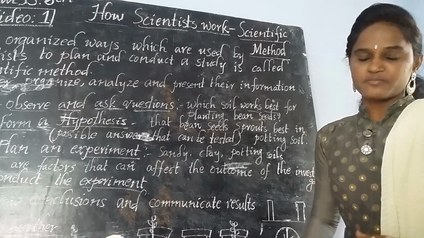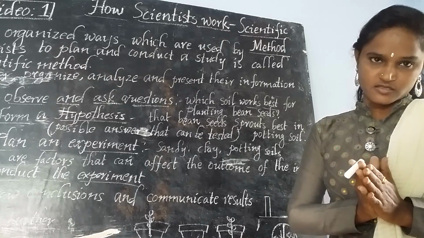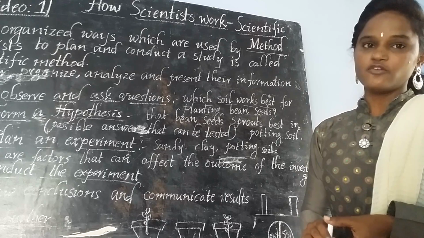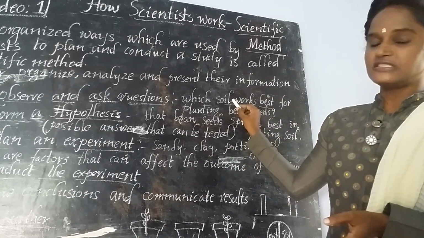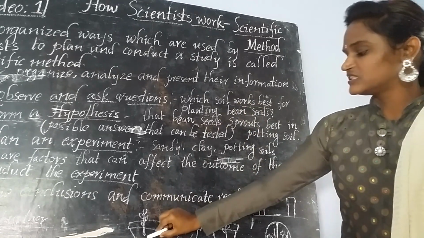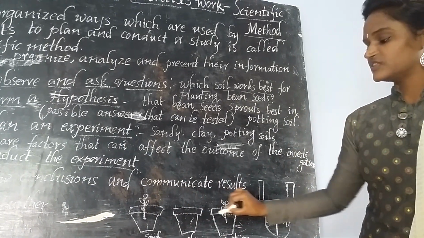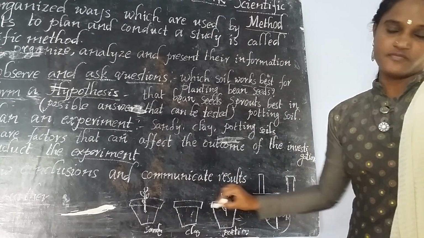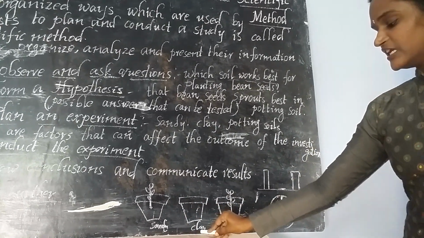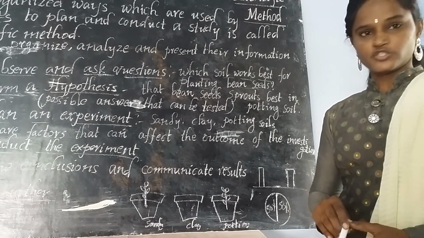For planning an experiment, first of all we need to gather the equipment required for the experiment. What equipment is needed for Aravind's experiment? He wants to test in which kind of soil the bean seeds grow well. That's why he took 3 flower pots and filled them with different kinds of soils. In the first one he took sandy soil, in the middle one clay soil, and in the last one potting soil.